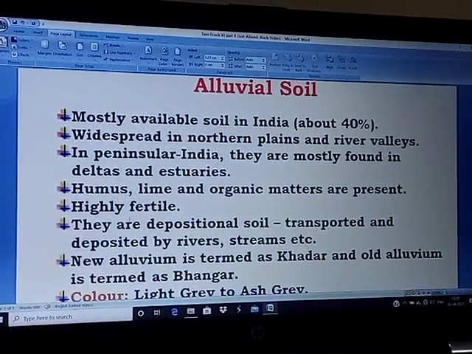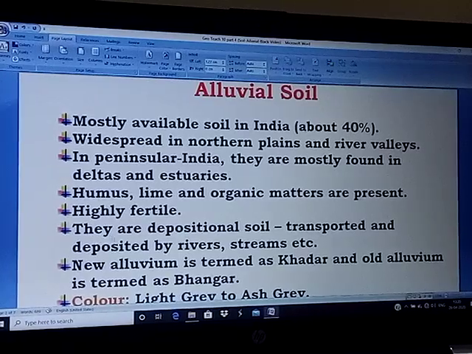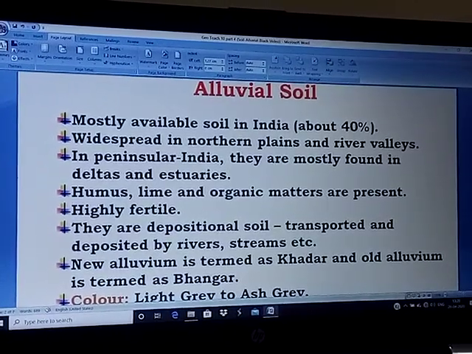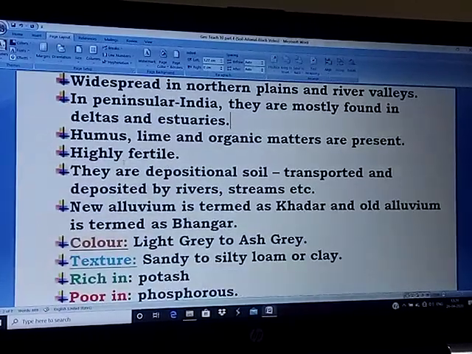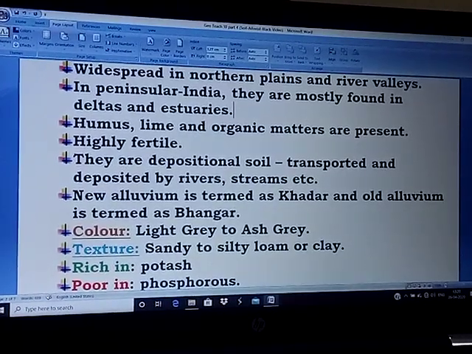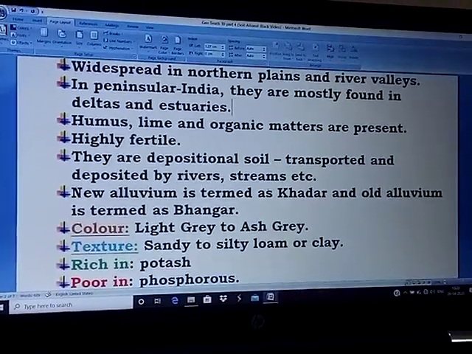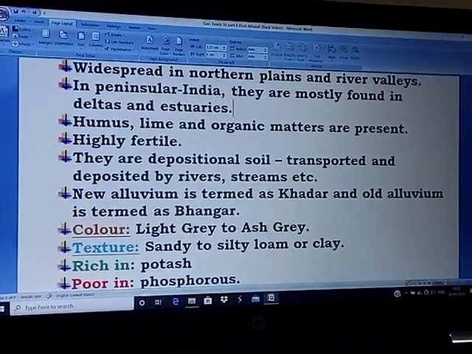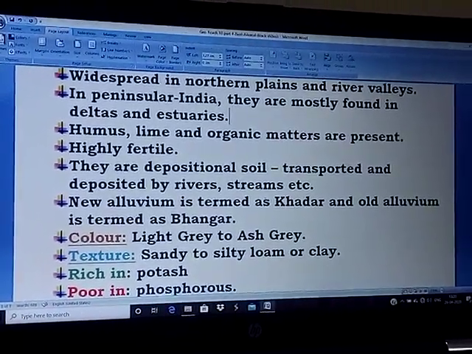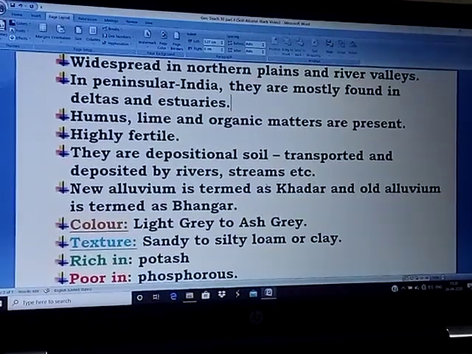Then this particular soil has humus, lime and organic matter present. These are highly fertile. They are depositional soil. That means this particular soil in the form of clay and alluvium comes down, actually travels a long path.